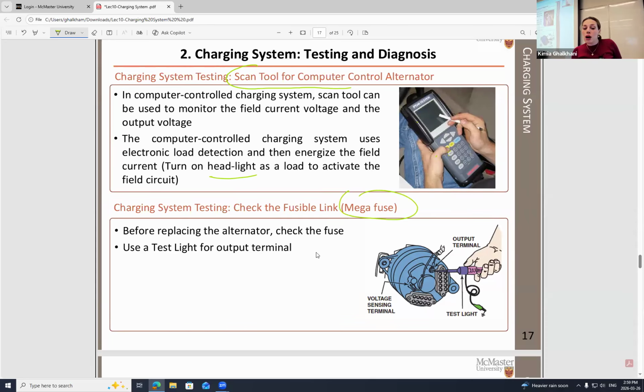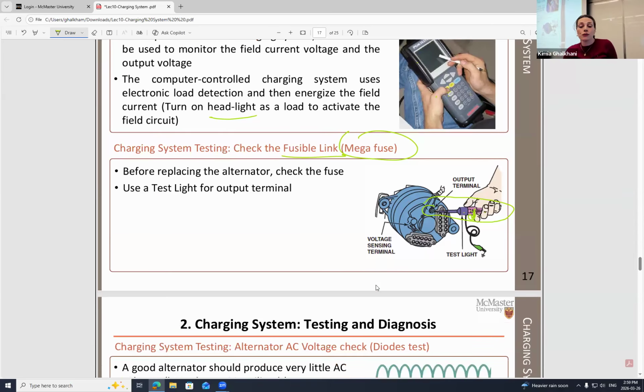Another method is the mega fuse or fusible link. A fusible link tester is a tool which works based on light. We are connecting it to the alternator, as you can see right here. This is the fusible link tester. This is a tool which operates based on this light here. It can detect the light, and based on that, we can check the fuse and see if we have a functional fuse or a faulty fuse.